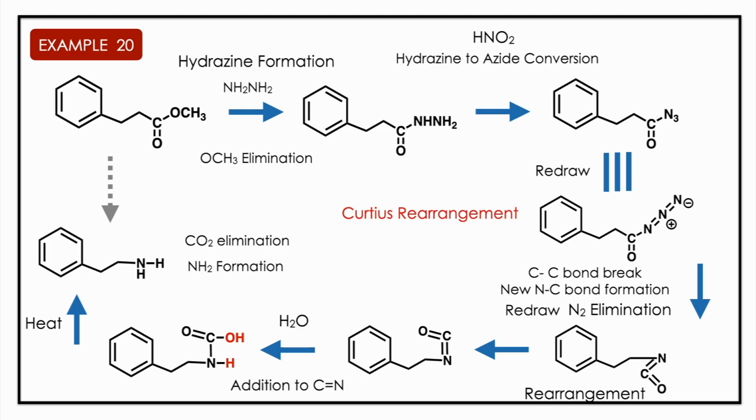Here N2 leaves, carbon migrates, the new N-C bond is formed, both happening in the same step, forming isocyanate. Then you should redraw the molecule for the water addition. Water adds to carbon and nitrogen, leading to a carbon with many heteroatoms. So heating leads to CO2 removal and NH2 formation. So the starting material is ester, the product is amine with one less carbon. So the concept you outlined here is the ester functional group can be fully converted into amine through Curtius rearrangement.